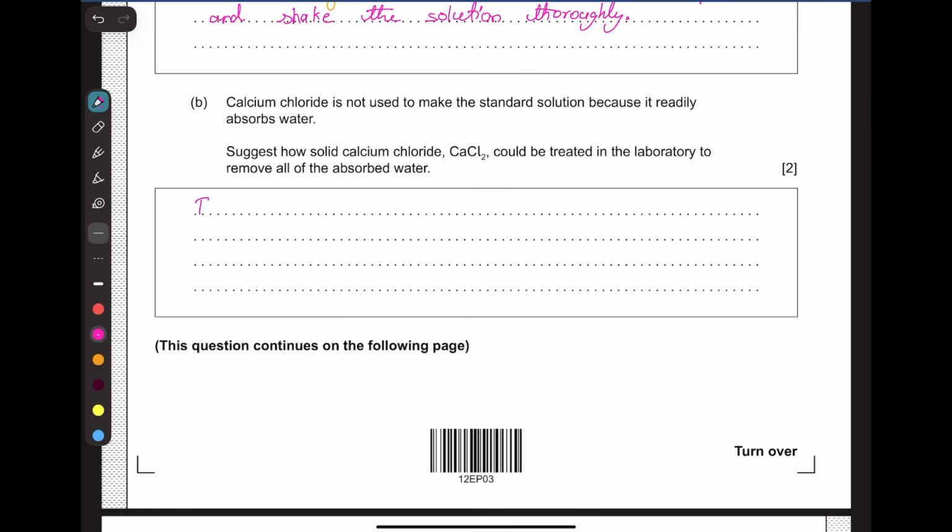Okay. So first, CaCl2 must be heated strongly until it attains constant mass. And then cool it down in a vacuum or a desiccator.